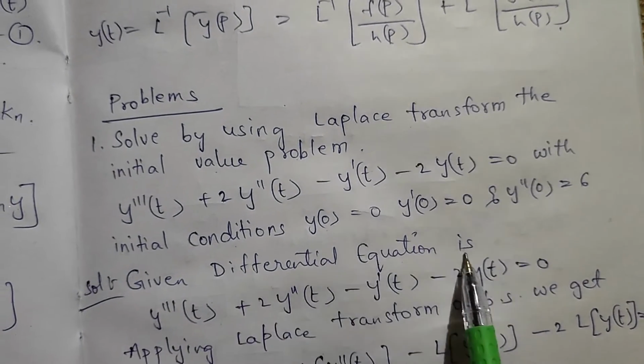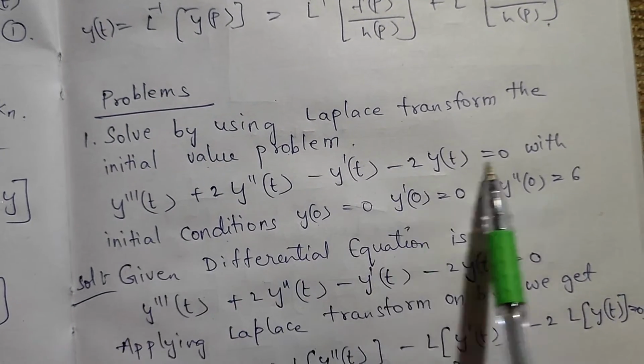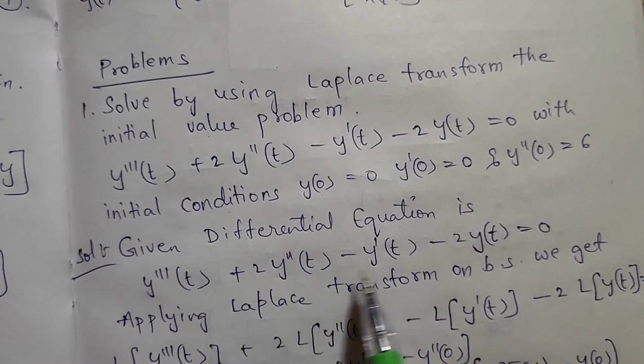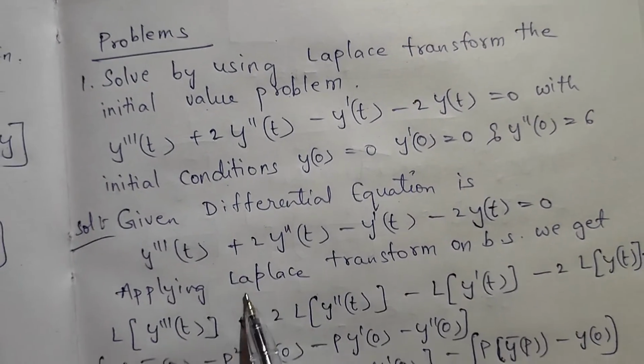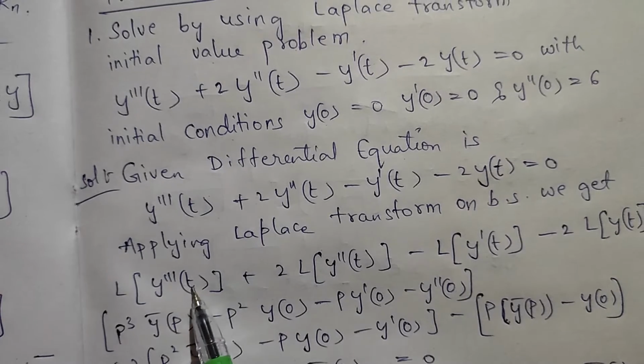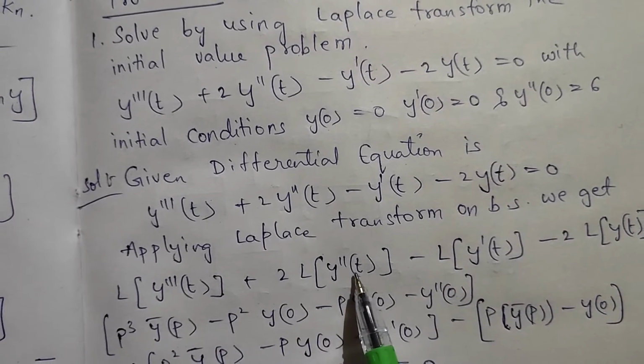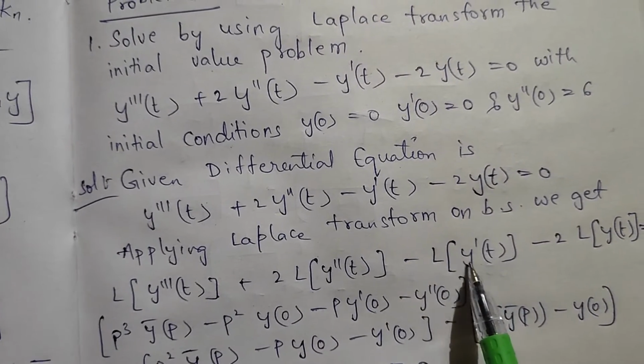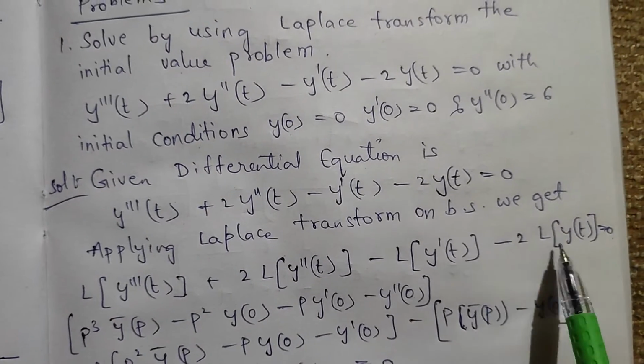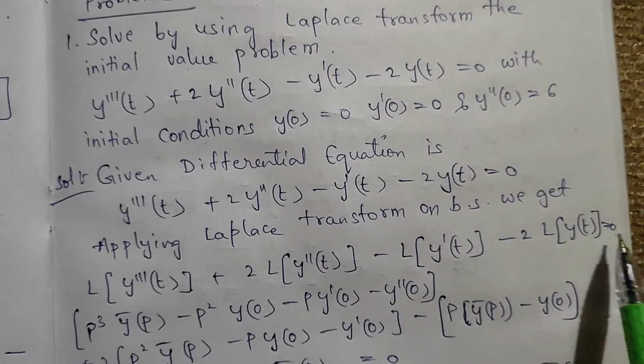Now given differential equation is as shown, that is this is the equation, and if we apply Laplace transform on both sides, we will be getting Laplace transform of y triple dash of t plus 2 into Laplace transform of y double dash of t minus Laplace transform of y dash of t minus 2 into Laplace transform of y of t, which is equal to 0.